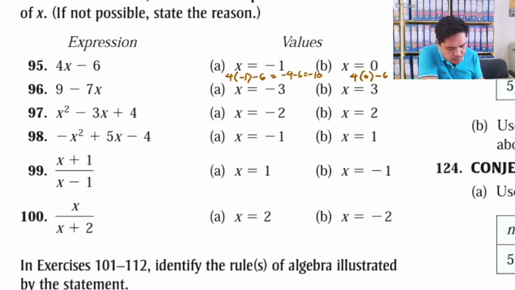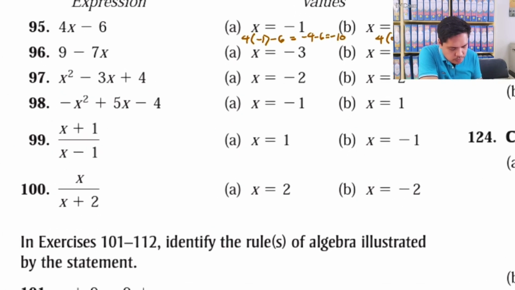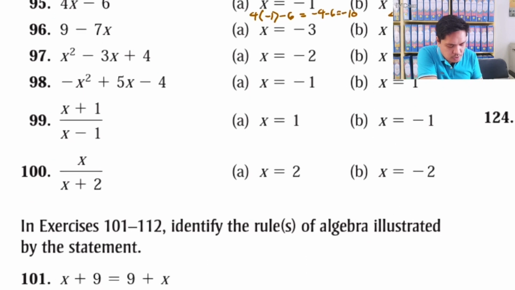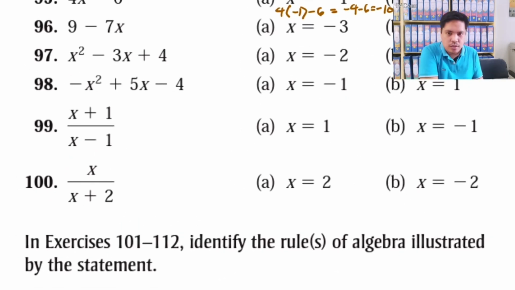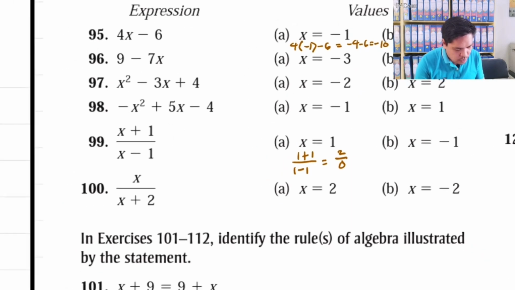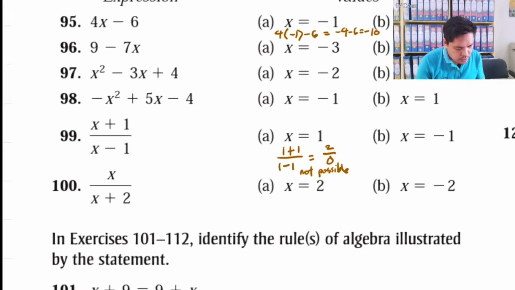So easy. Okay, hanap tayo ng iba. How about this one? How about problem number 99? Okay, look at this. X plus 1 over x minus 1. So, if we start with letter A, substitute tayo, that would be 1 plus 1 over 1 minus 1. So, the answer is, that would be 2 over 0. So, meaning, we cannot substitute, or substituting 1 to the value of x is not possible. Diba? So, lagyan natin not possible.